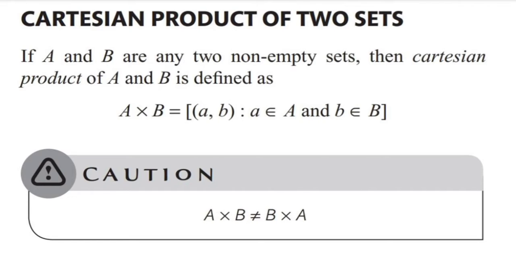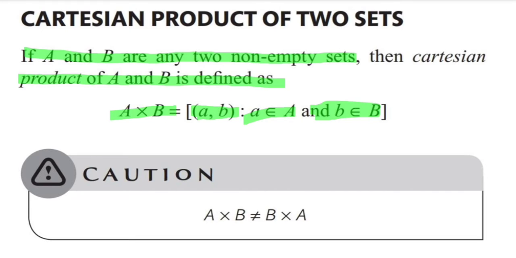Next, that is nothing but the Cartesian product of two sets. Here, Cartesian is nothing but the multiplication sign, right? If A and B are any two non-empty sets, then the Cartesian product of A and B is defined as A Cartesian B equals the set of ordered pairs (a, b), such that a belongs to the set A and b belongs to the set B.